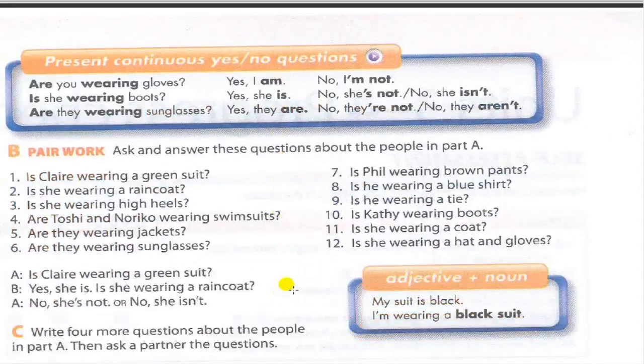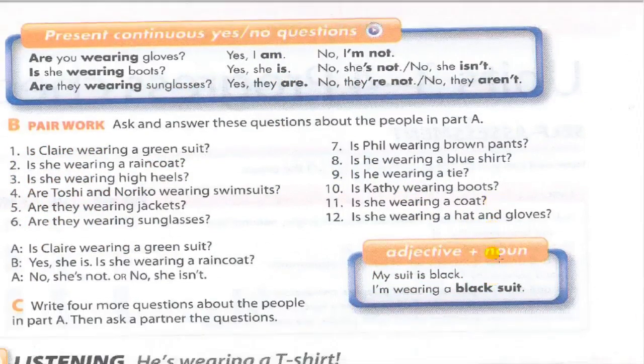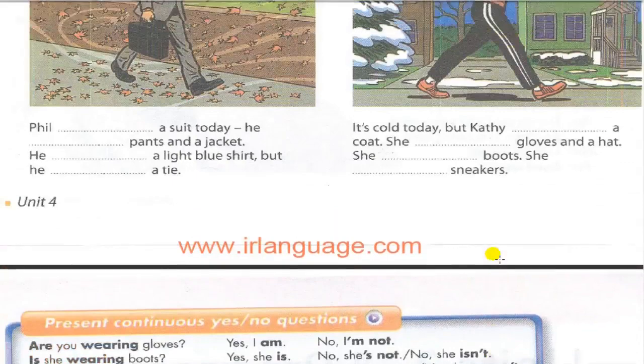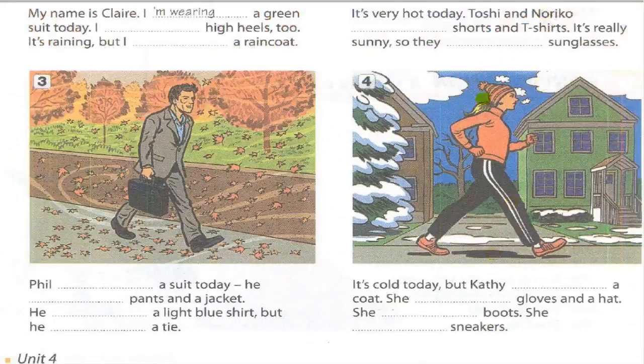Is she wearing a coat? Is Cassie wearing a coat? No, she's not. Is she wearing a hat and gloves? Is Cassie wearing a hat and gloves? No, she isn't.